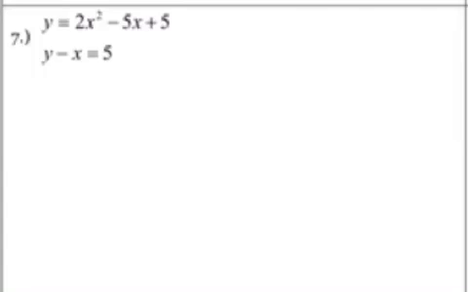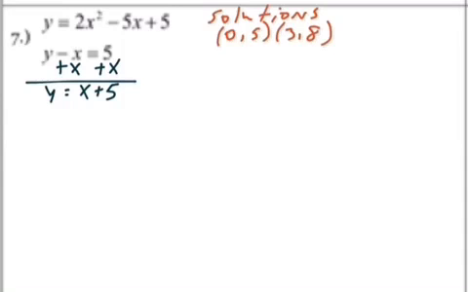Now, the difference between these equations and the ones from yesterday is that both of the equations are not set equal to y. So the first thing you want to do is to set both equations equal to y. To do that, take your second equation and add x to both sides, giving you y equals x plus 5. Now that both equations are in the form y equals, get the solutions from your calculator first and write them down. The solutions from your calculator should be 0, 5, and 3, 8.